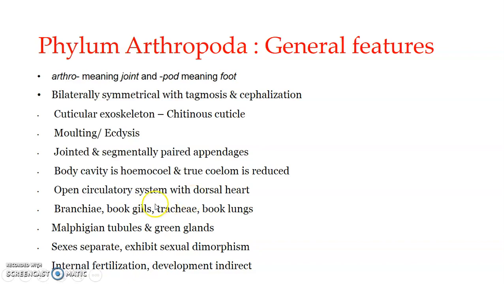Okay, respiration could be through the general body surface, or there are definite respiratory structures like gills or branchiae, tracheae, book gills or book lungs, etc. Then true nephridia are absent and excretion is brought about by Malpighian tubules or green glands or coxal glands, right? And cilia are altogether absent. There are no locomotory cilia present.